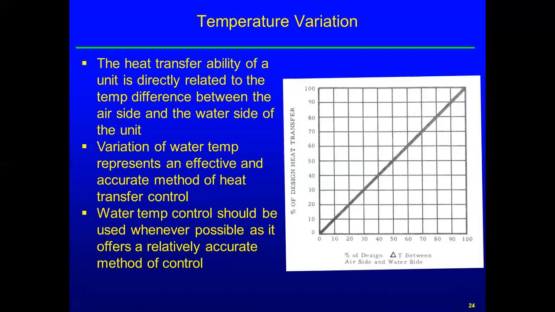Variation of water temperature represents an effective and accurate method of heat transfer control. And the last bullet here says we should use it wherever possible, as it offers relatively accurate methods of control. However, we'll see on the next slide, it's typically a little more expensive than flow control, and so it doesn't happen very much. But as a potential designer, you need to understand the ins and outs of this. And it depends on what an owner is willing to pay for.